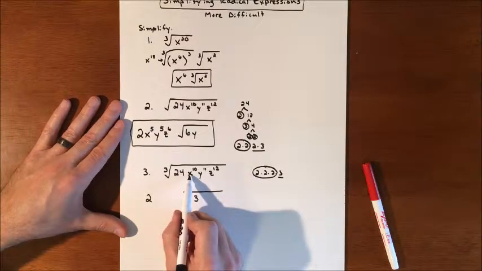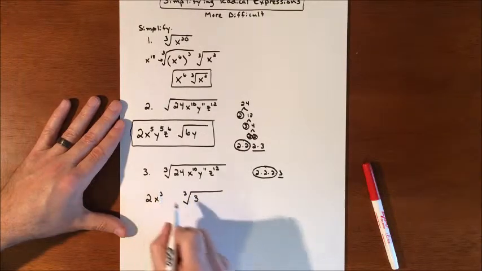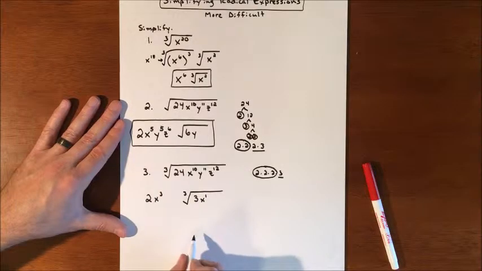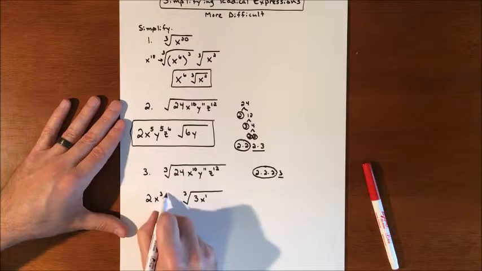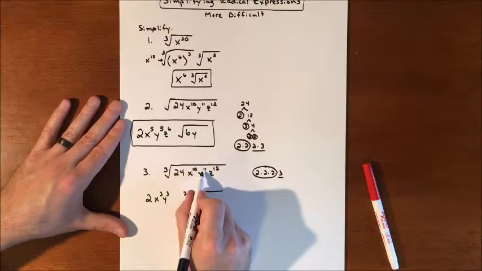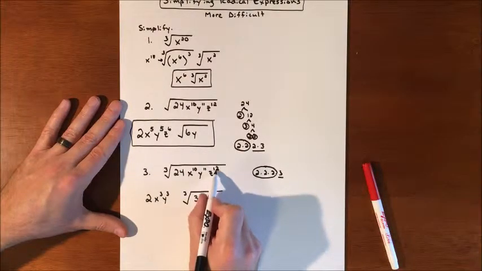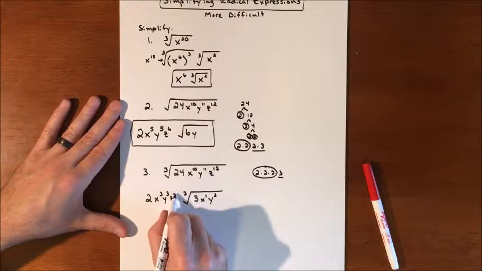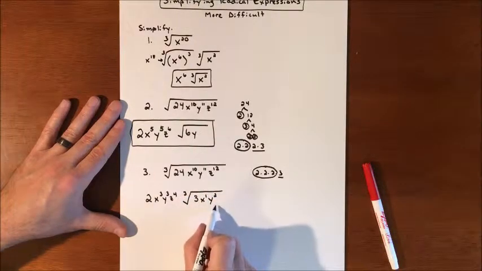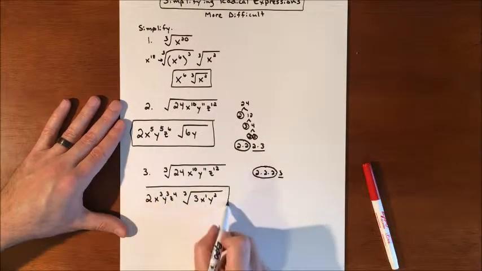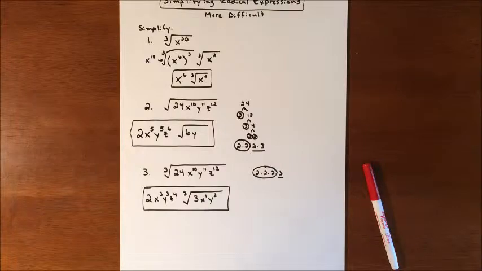So for the x's, we're looking for groups of 3. Out of 10 x's, you can get 3 groups of 3 with 1 left over. And for the y values, you can also get 3 groups of 3. Right? So 3 times 3 is 9. You're going to have 2 left over. And for the z's, you're looking for groups of 3. You can get 4 groups of 3, and you don't have any leftovers. And don't forget that you're still cube rooting all of this that can't be cube rooted, so it has to stay inside the cube root. And that's it. That's simplifying a little bit more difficult radical expressions.